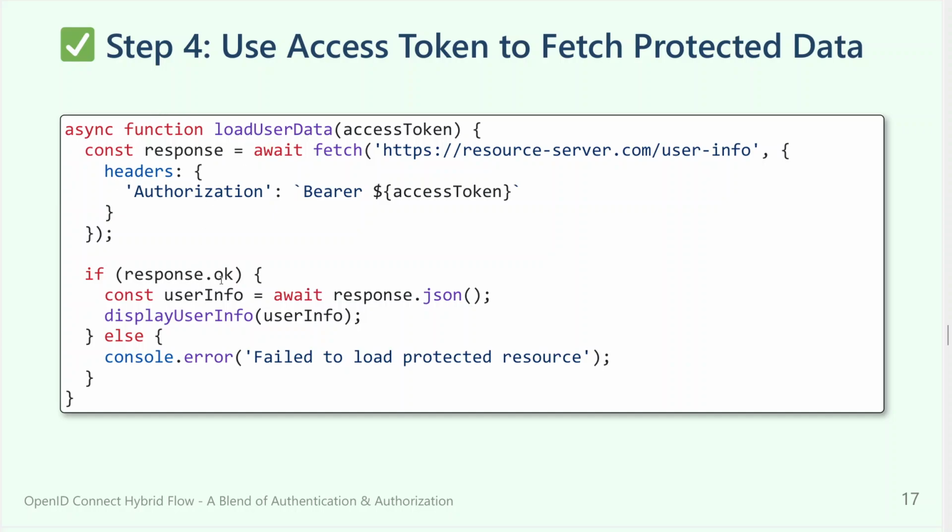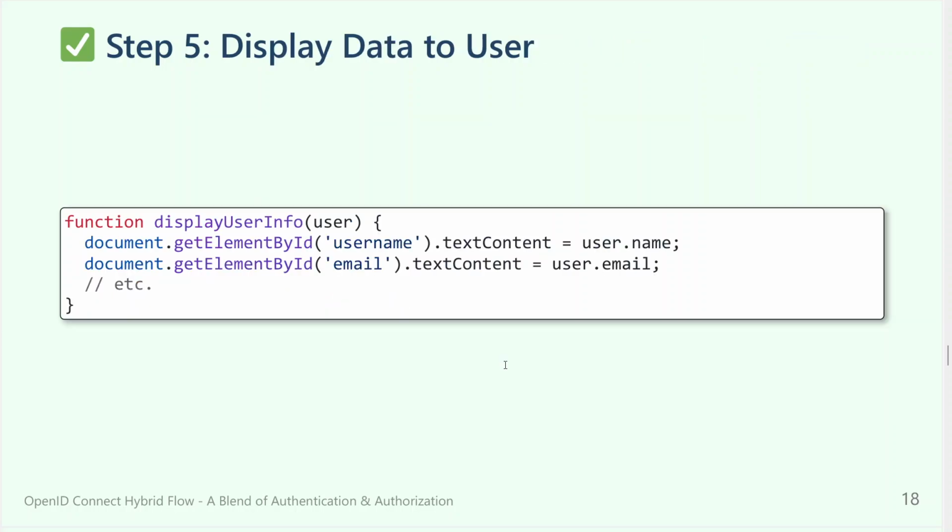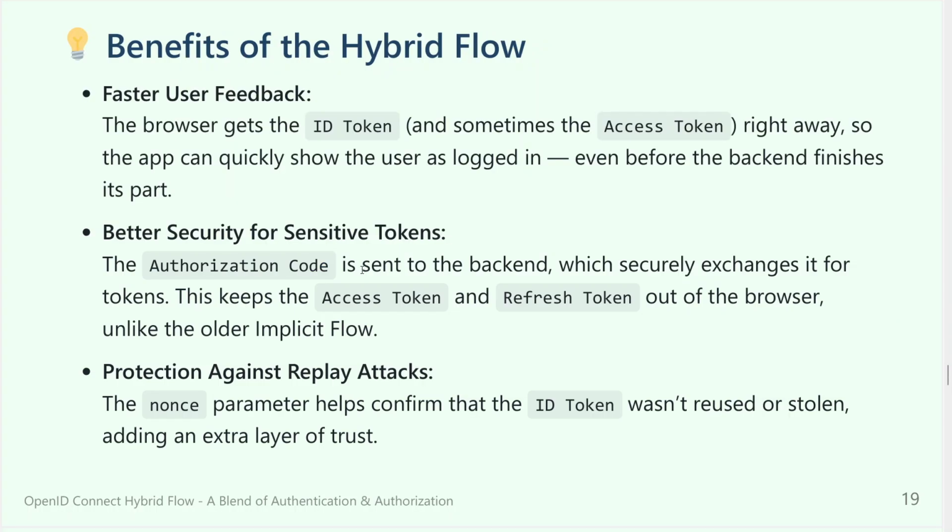Ask for something, and if the response is okay, you do what you have to do, and if it fails, you do what you have to do when it fails, and then you can just display the data that you want for the user. Of course, the username and email you can extract from the ID token. You don't need a resource server for that. The benefit, as I said previously, is the fast user feedback. Remember that the first step is going to the authorization server and saying, give me information about the user.